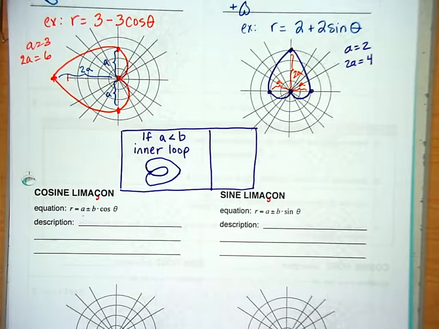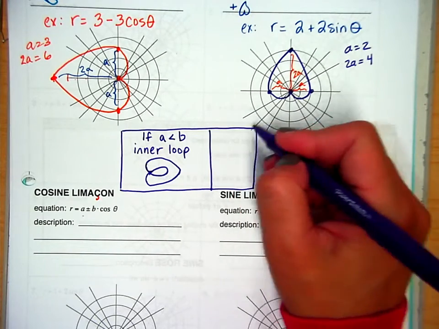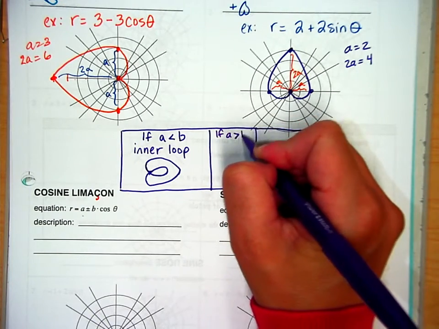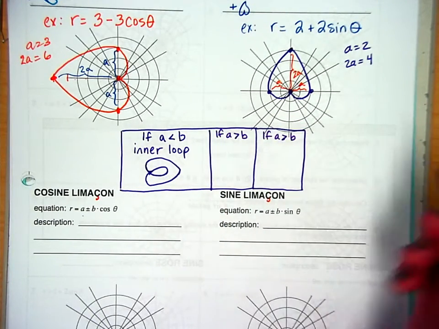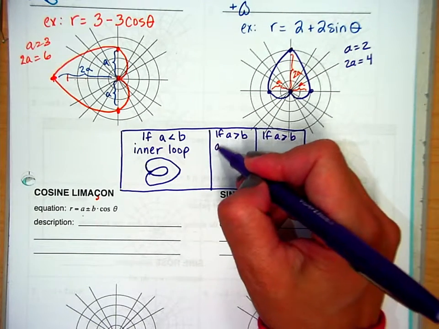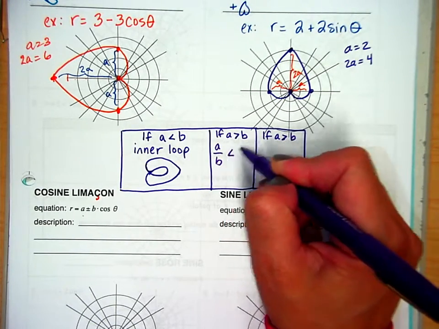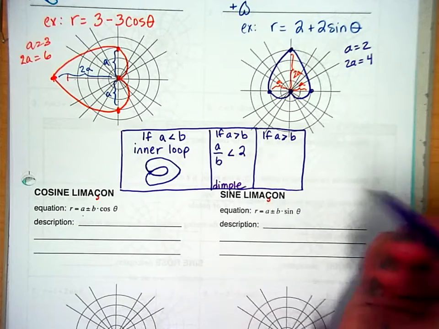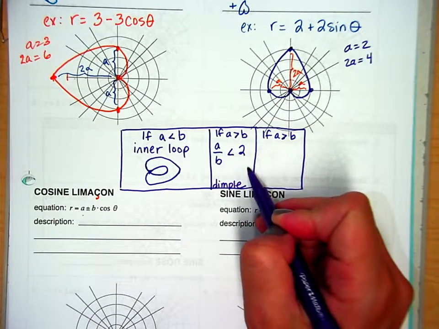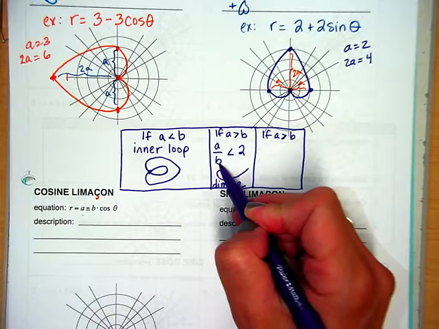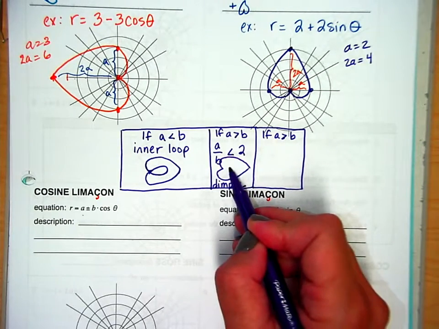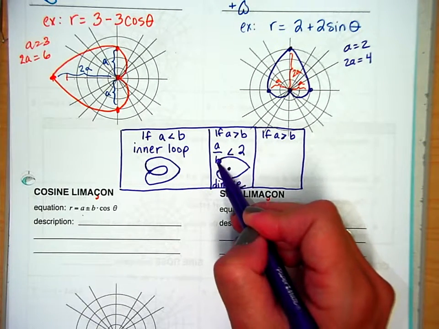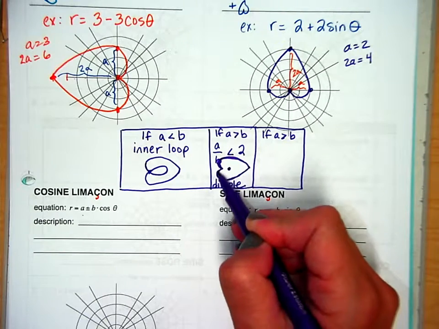There's actually 2 options, so I want to draw this a little differently. Let's go over here. Okay, so if A is bigger than B, we've got 2 options here. If A is bigger than B and the ratio A over B is less than 2, we call this a dimple. So what will happen with this one is it's going to come around similarly, and it's going to dimple, but not at the pole. The pole is somewhere in here, so I'll draw a point for the pole. So it's going to dimple outside here, and I'll show you where to find where it dimples.